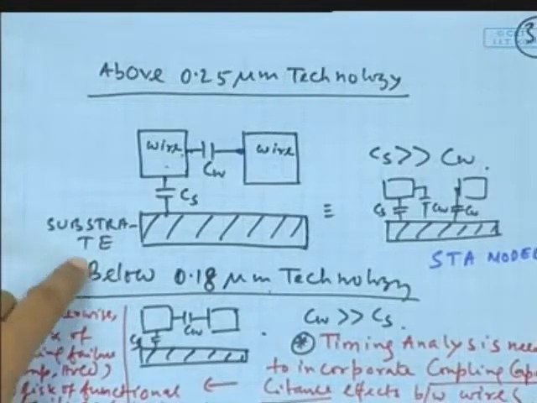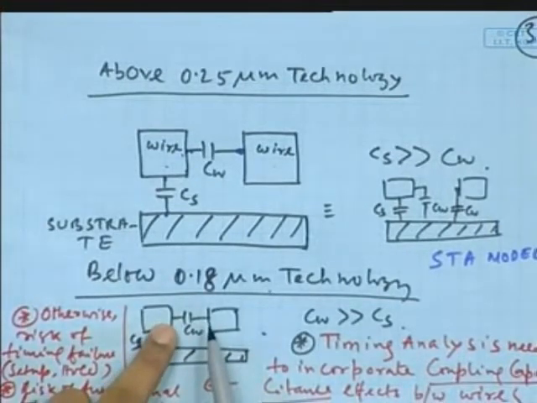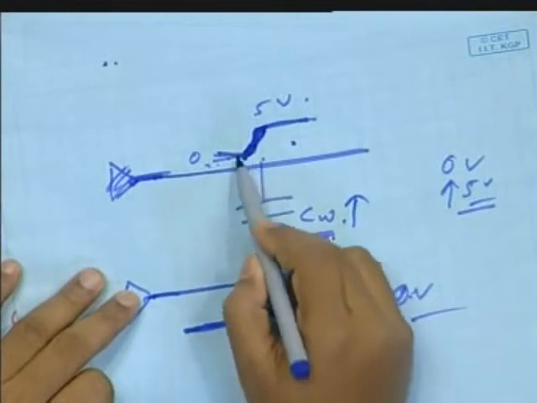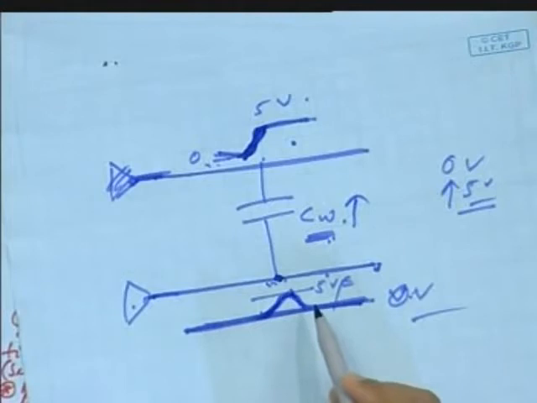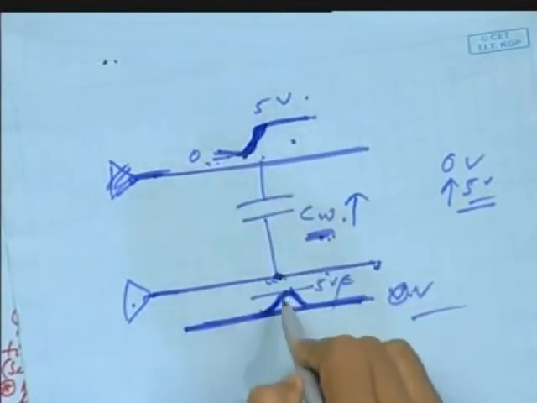Now, below 0.18 micrometer technology, CW tries to dominate over CS because of the scaling effects, so the interaction between these two will be more. Now one more point: if this capacitance increases, the interaction increases, meaning the effect of this one on the other will be more. How do you prove that?